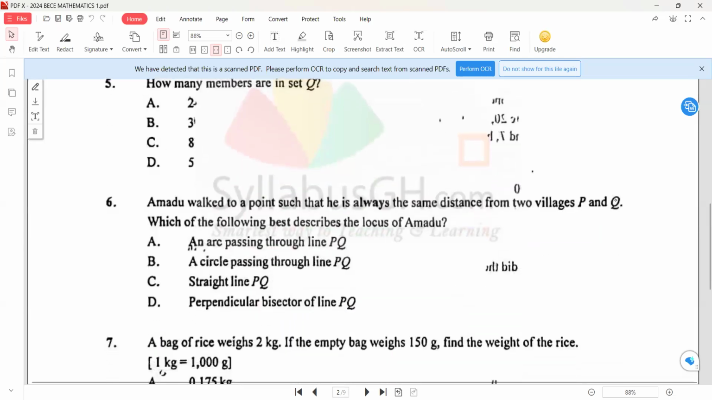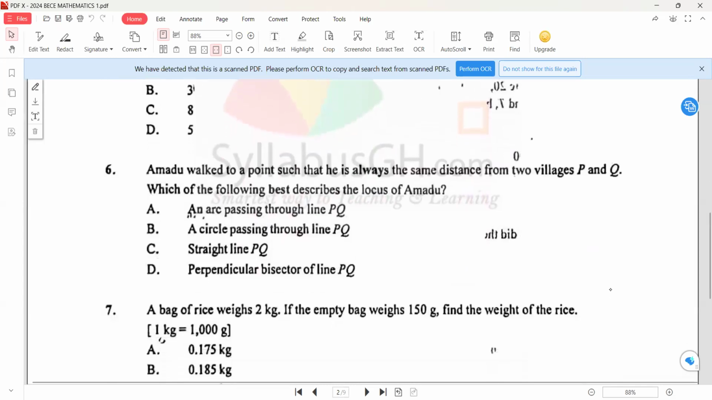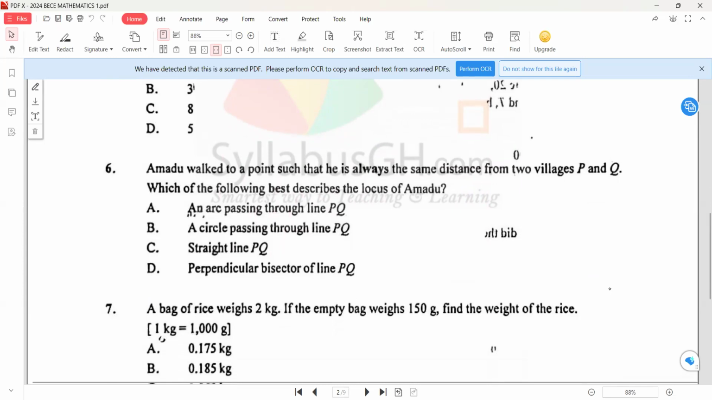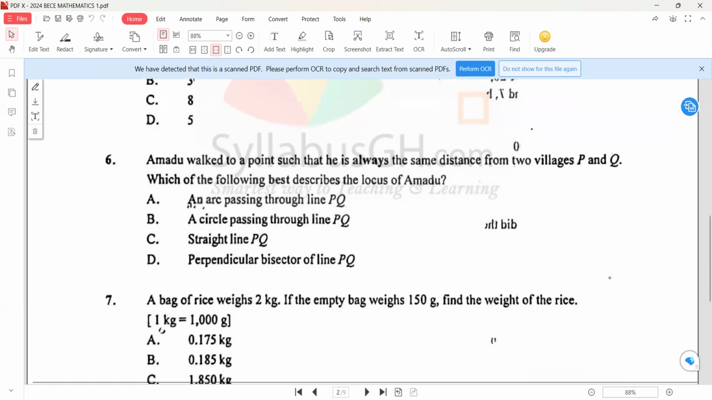Amadou walked to a point such that he is always the same distance from two villages, P and Q. Which of the following best describes the locus of Amadou? When the locus of a point equidistant from two fixed points is the application, it means that you go in between P and Q. That is the locus of a point equidistant from two fixed points, and that's a line bisector. So it's going to be the perpendicular bisector of PQ, which is option D.